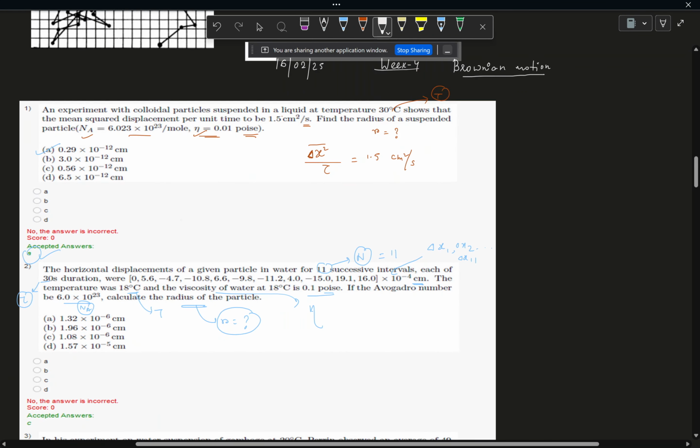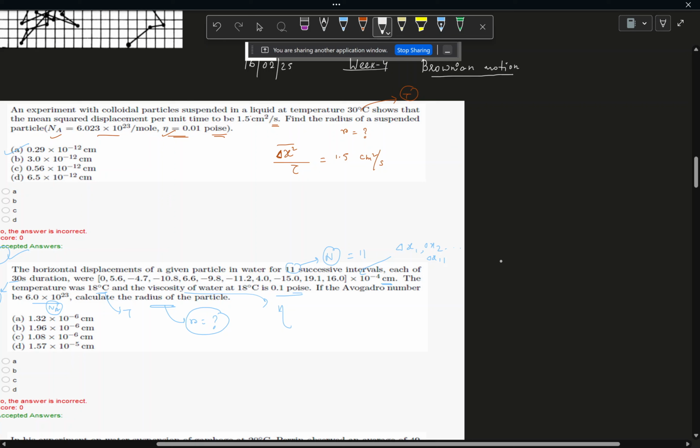I prefer to calculate it first over here, because otherwise it is very inconvenient to go down there and copy all 11 values one by one. So we'll do it on the side, and we can directly check the values. Here, let's say your delta x1, the first interval displacement, is 0, then delta x2 is 5.6, then delta x3. Just follow the values in sequence as mentioned in the bracket in the question. This is 4.7, which means it is now moving in the negative x direction.